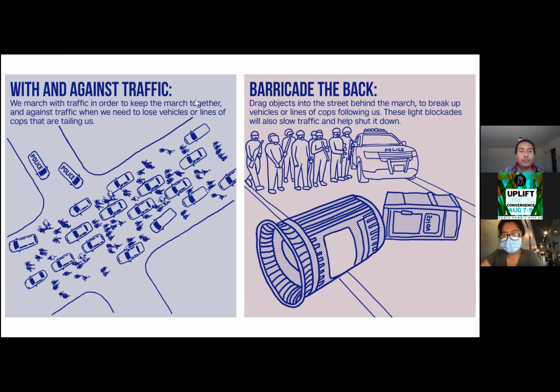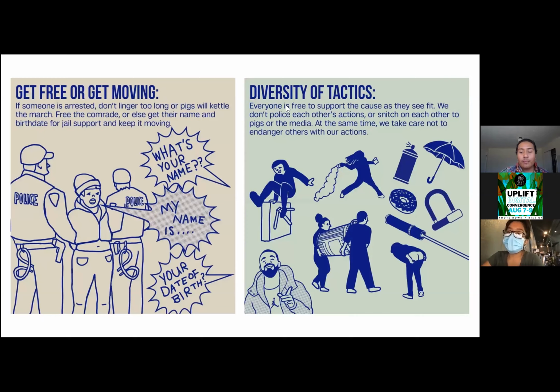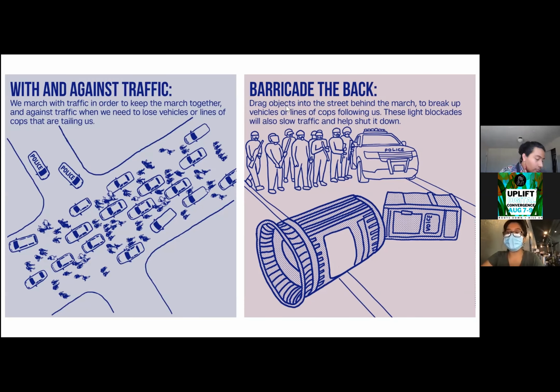Barricade the back. Drag objects into the street behind the march to break up vehicles or lines of cops following us. These blockades will also slow traffic and help shut it down. Yeah, do anything to help slow the cops down, whoever's following you, to slow them down. And yeah, anything you can do.